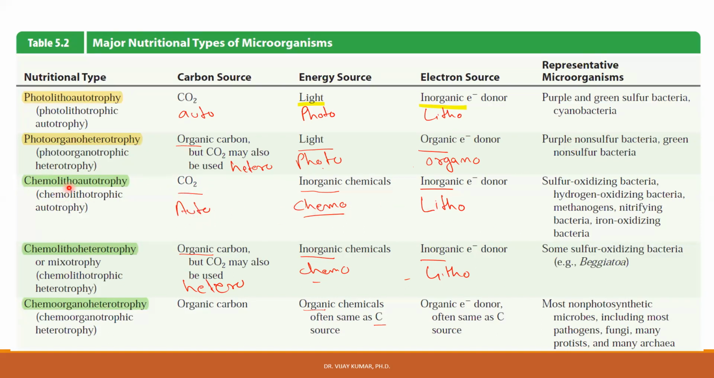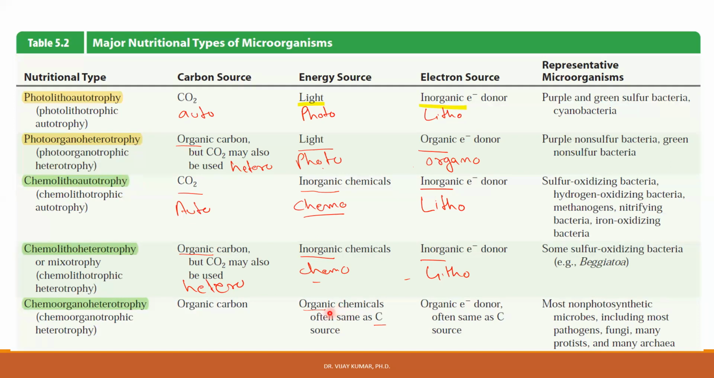You see here chemo, litho, autotrophs. Okay, and examples, there are so many examples: sulfur oxidizing bacteria, hydrogen oxidizing bacteria, methanogens, nitrifying bacteria, iron oxidizing bacteria. Okay. Next category, we have the chemolitho heterotrophs, and the examples are sulfur oxidizing bacteria. Sometimes they are also called the mixotrophs, which I discussed in the previous slide.